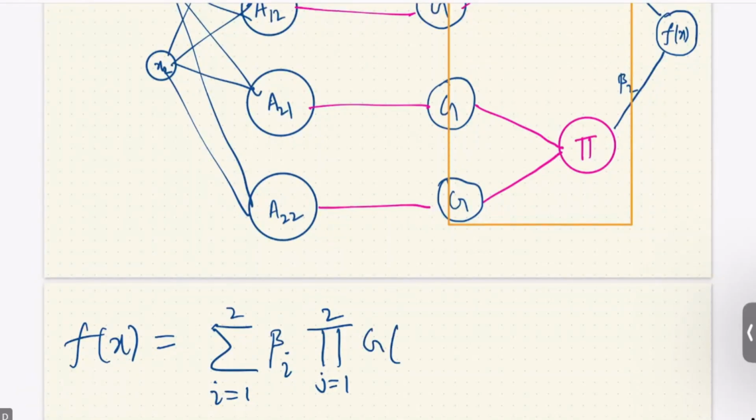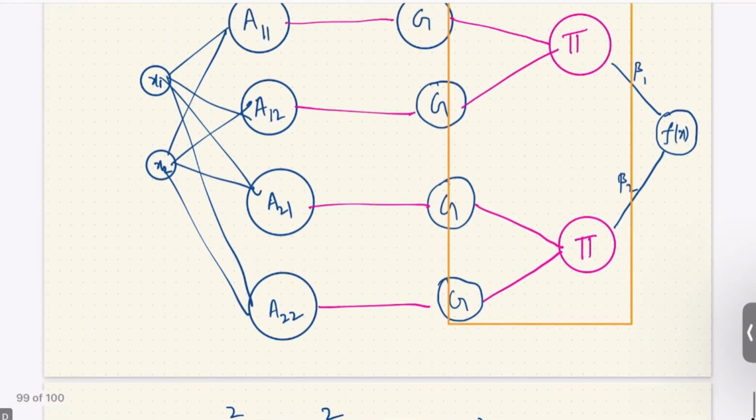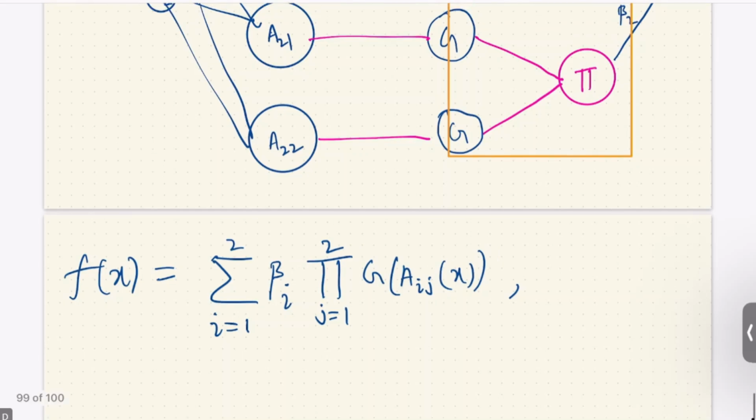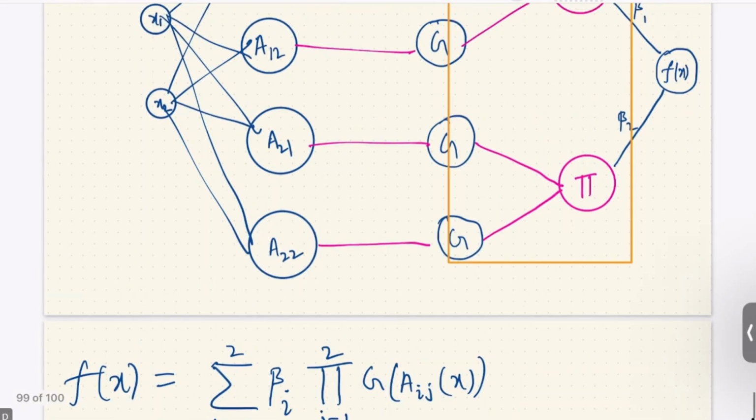g of a i j of x. I think for this diagram it will work. Yeah, this is fine. The betas belong to the real numbers and everything else is the same. This is the functional representation.